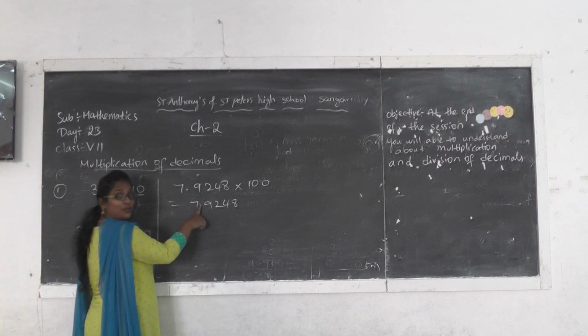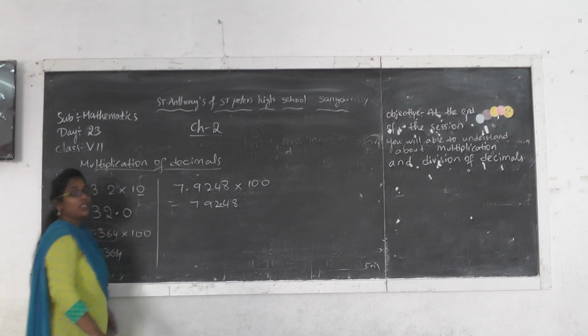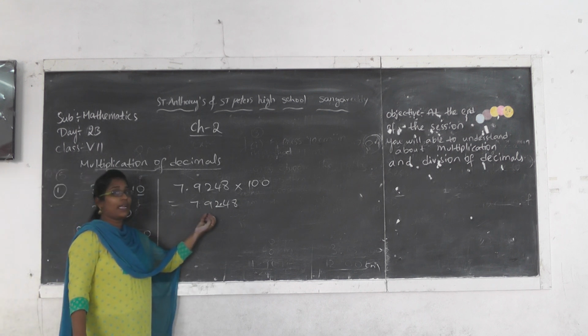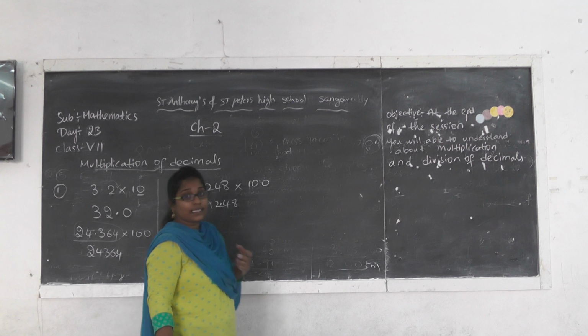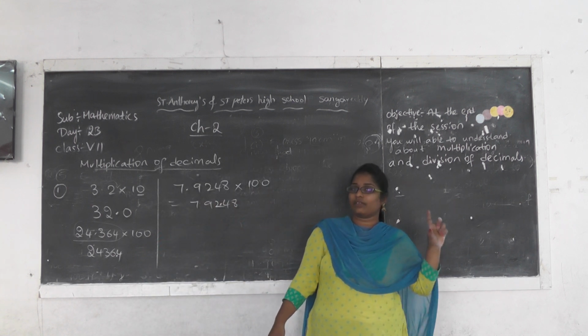So what do we have to do? We should move 2 steps towards the right side direction. 1, 2. So we have to keep the point here. So what is the answer now? 792.4. Yeah, this is the process of multiplying a decimal number with 10, 100, 1000.